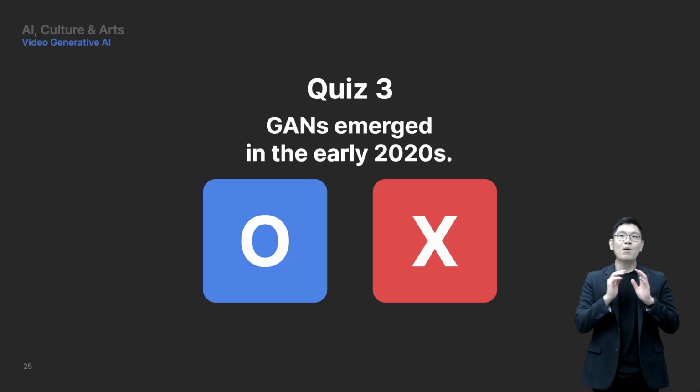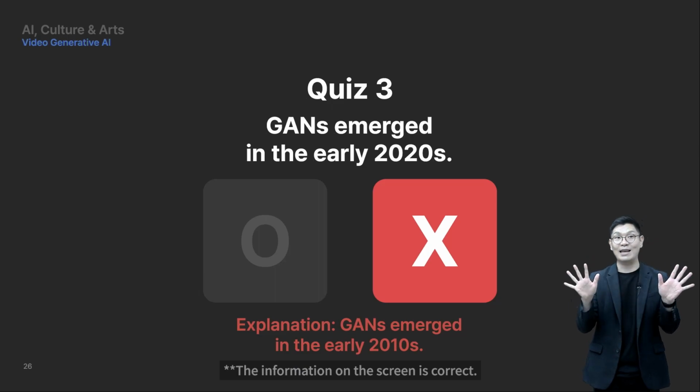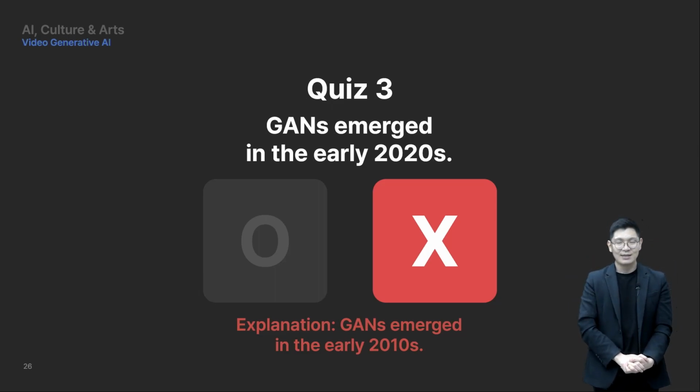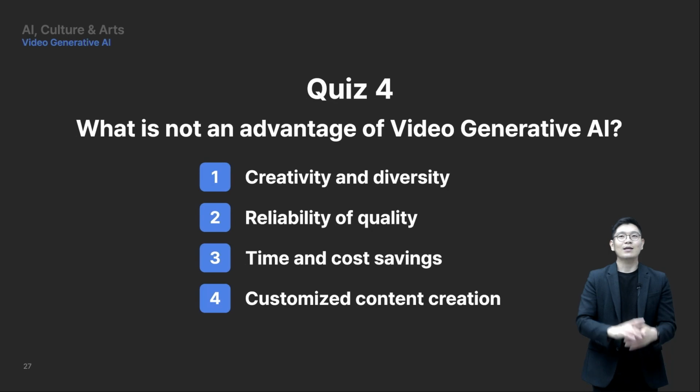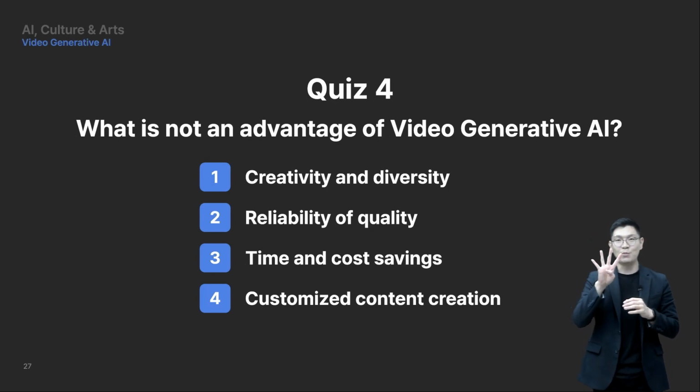GAN is emerging in the early 2020s. What's your choice? O, X. 3, 2, 1. The answer is X, right. GAN emerged well before the early 2020s, even 10 years earlier. That's great. All right, lastly, there are 4 multiple choices as quiz number 4.